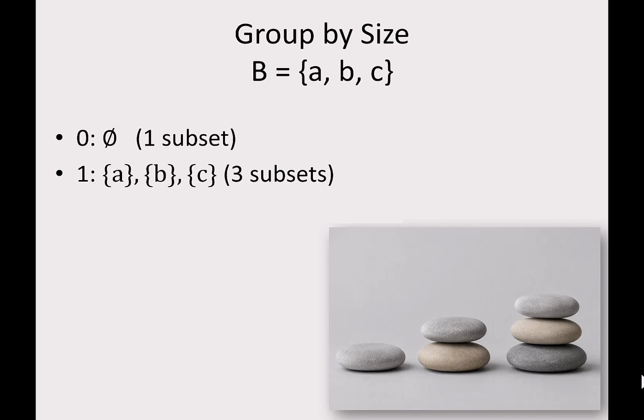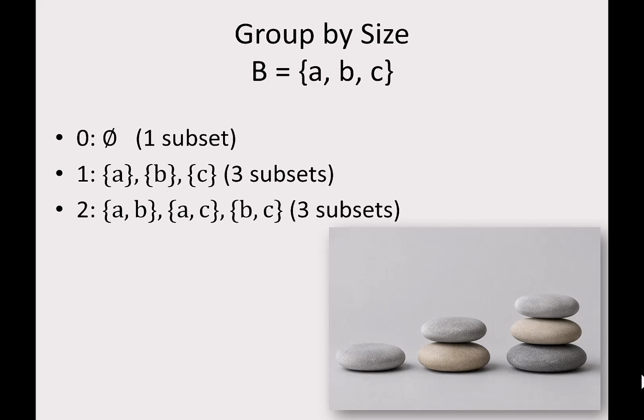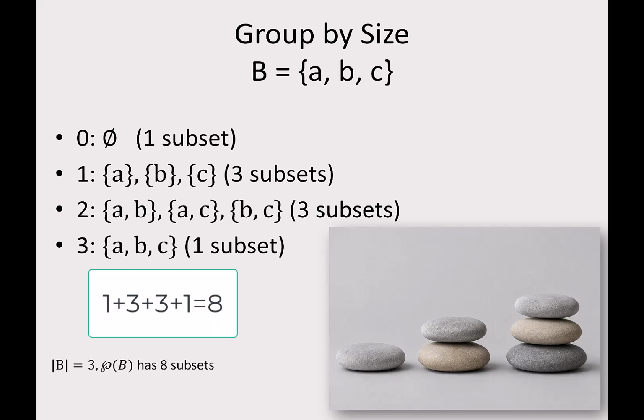If I look at two elements, remember, order doesn't matter when we look at sets. So when I say AB, I don't also say BA. So I just have AB, AC, and BC, which is a total of 3 subsets. Then lastly, when I look at all three elements, there's only one way to write that, A, B, C, which is one more subset. So with 3 elements in my set B, I have a total of 8 subsets in my power set.